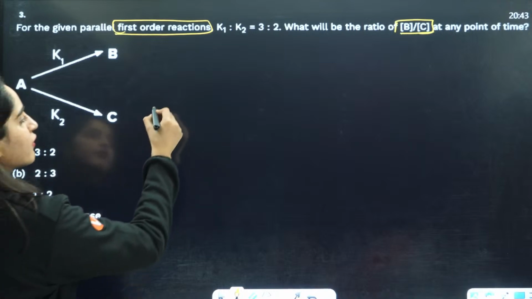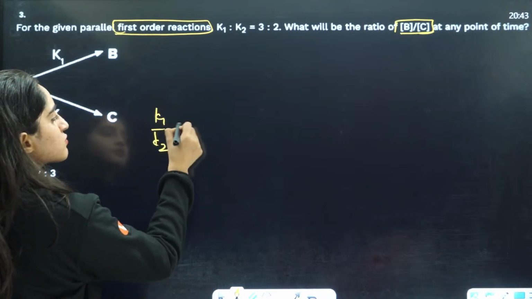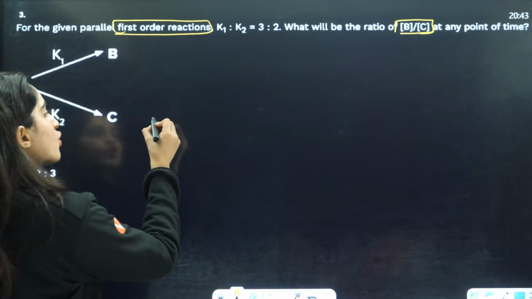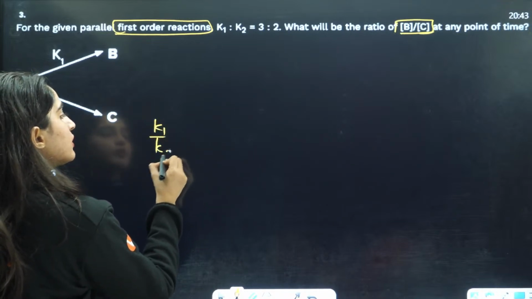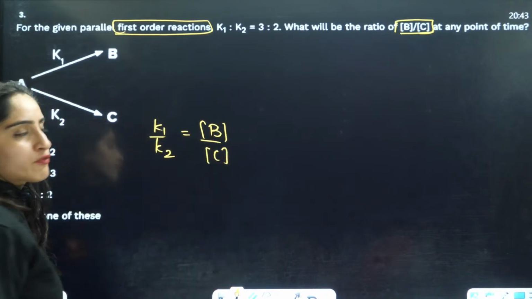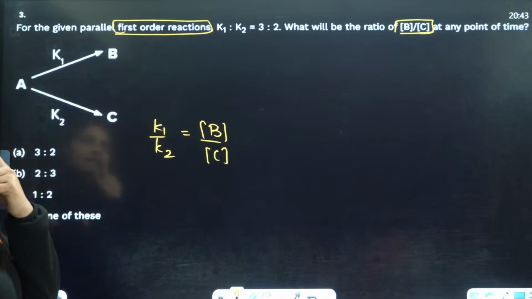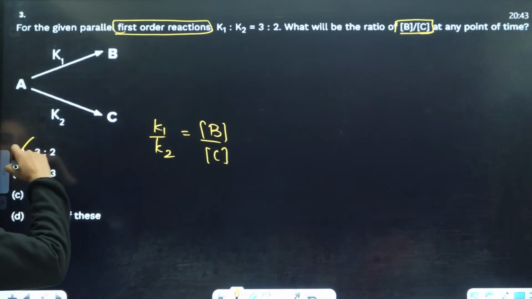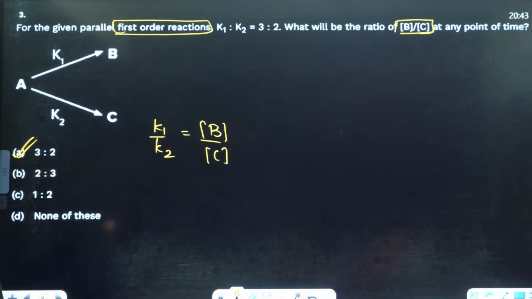The ratio of K1 by K2, because it is a first order reaction, right? So we know that K1 by K2 is equal to B by C. That is going to be for a first order reaction. So if you say this, this will be 3:2. So the ratio is going to be the same only. So the answer is going to be 3:2 only. Yes, everybody understood?